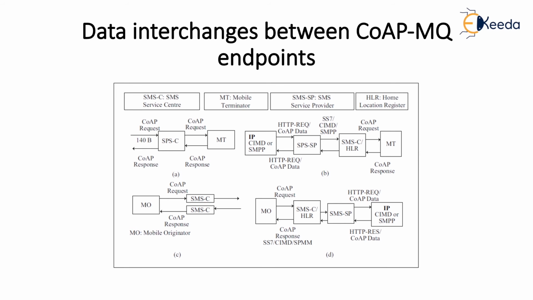So here the data is the COAP request and COAP response model. So with this COAP request, client and server. So that is the SMSC. Okay, so it is a service center, and MT is the mobile terminator, and SMS-SP, that is the service provider, and also the HLR, which is the home location register. So the third one, the mobile originator MO, and then the SMSC, that is the SMS service center, and also the fourth one, which has a COAP request and response through the COAP HTTP request and response. Okay, so using IP, CIMD, or SMPP.